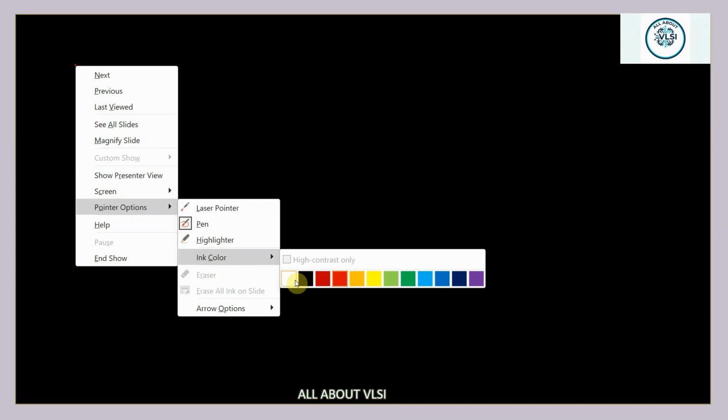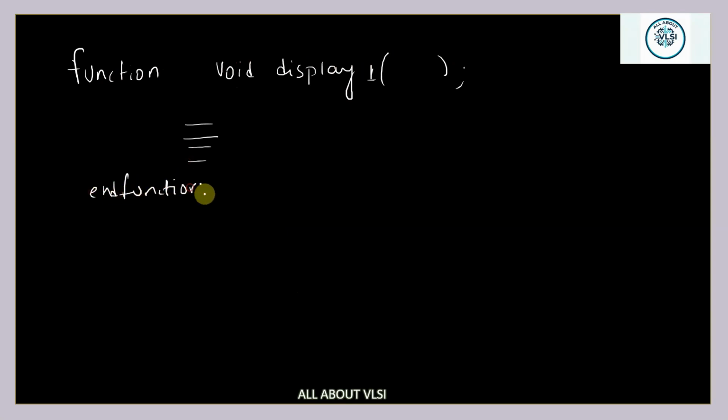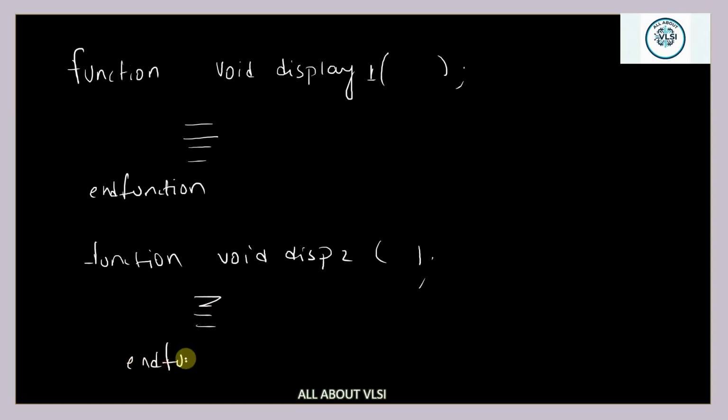Now, the last final question on functions is this. Let's say I have two functions. I have a function void display one, with some set of lines in it. And I have one more function, void display two, which also has some lines of code. Now let's say I'm calling the function display two in my function display one.